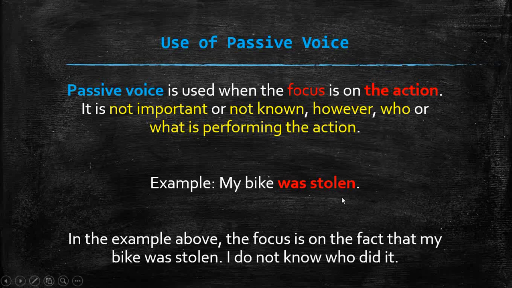Here we have a sentence as an example. My bike was stolen. Look at this, was stolen. Okay, now in the example above, the focus is on the fact that my bike was stolen. I do not know who did it. I just know that my bike was stolen. I don't know the person that stole it.